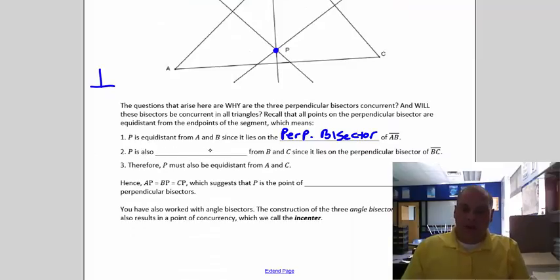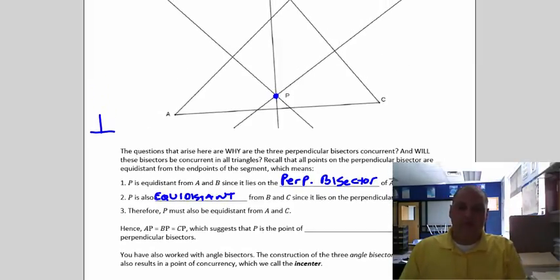P is also equidistant from B and C because it lies on the perpendicular bisector. Same reason. Therefore, P must be equidistant from A and C. All right, so that's kind of almost obvious. So AP equals BP equals CP.